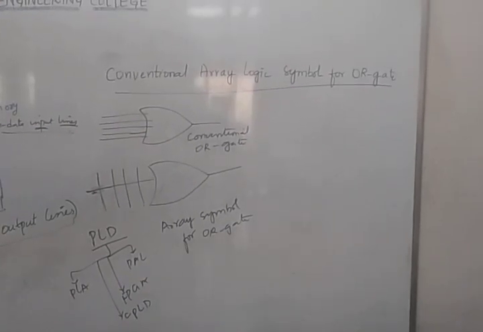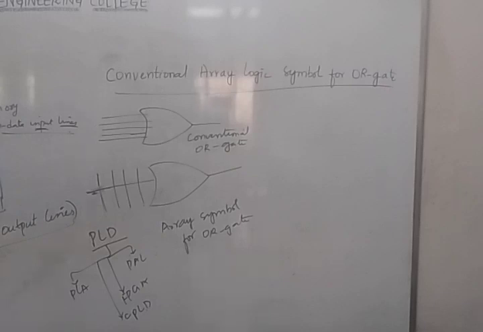Now see, PLA stands for Programmable Logical Arrays. PAL stands for Programmable Array Logic. Like we have FPGA, then we have CPLD. So these are also types of programmable logical devices for storing the memory.